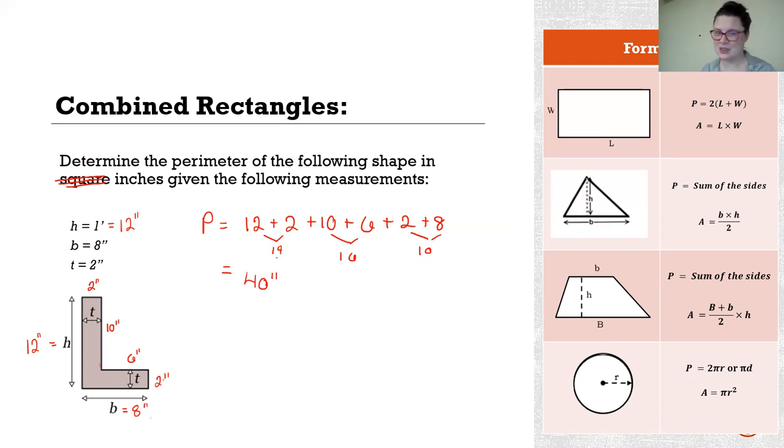So our perimeter is equal to 40 inches. All right, so pretty straightforward calculation. There is a shortcut for some of those L-shaped figures, but I'm going to leave that out for now, especially since for your class, you won't have to use it as much as if you were in the carpenter class.